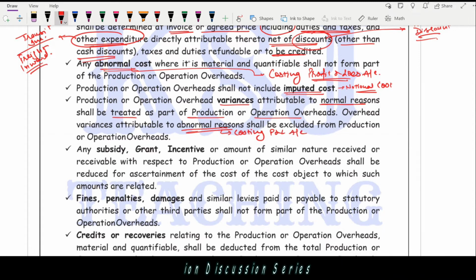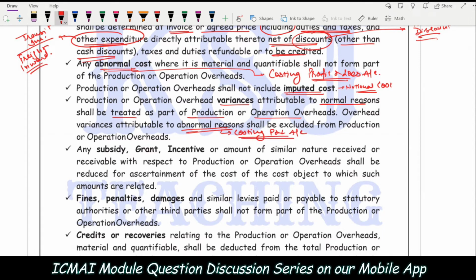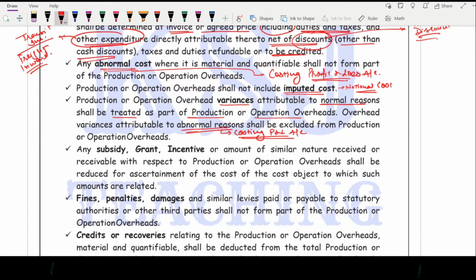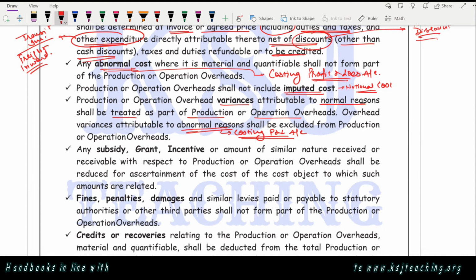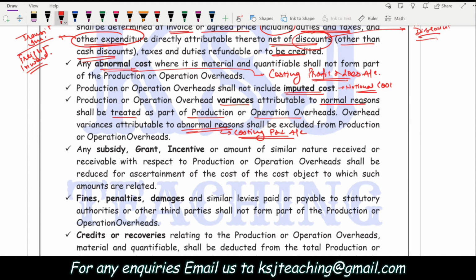So always remember, this is the golden rule in cost accounting, the whole of cost accounting: if there is abnormal cost, that cost is not to be recovered from your customer. It will always be taken to the costing profit and loss account only.